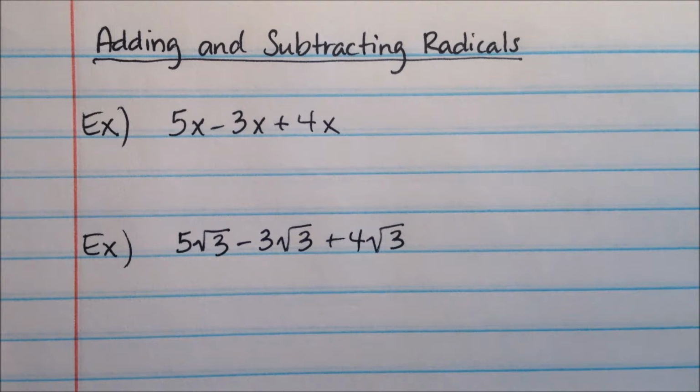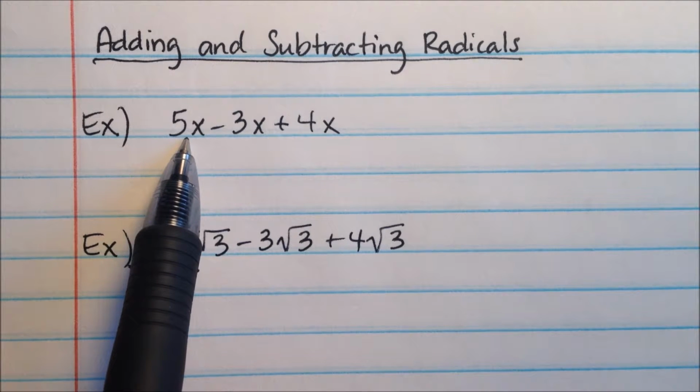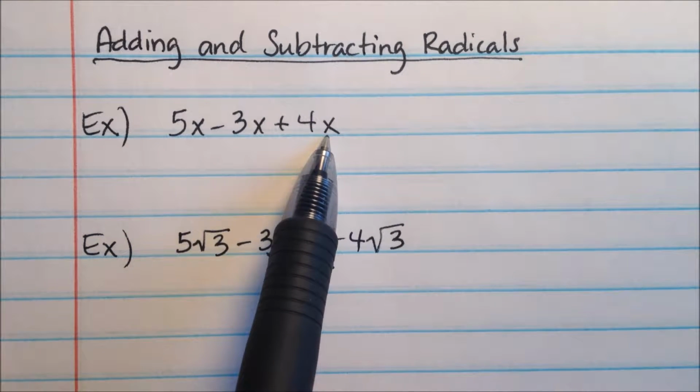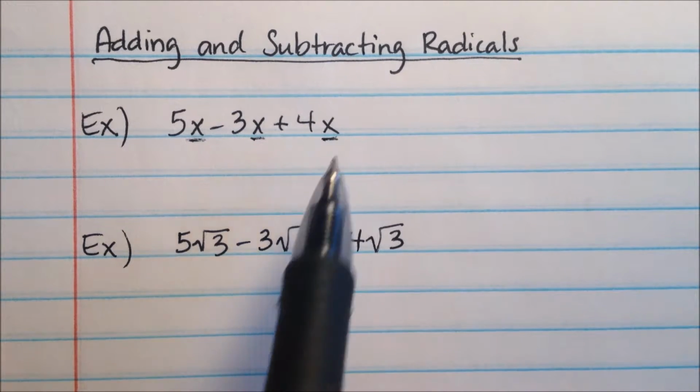In this video, I'm going to discuss adding and subtracting radicals. You're going to quickly notice that adding and subtracting radicals is no different than adding or subtracting like terms, or what we call combining like terms, in algebra. So, in this first example, if we were to have 5x minus 3x plus 4x, we're going to notice that all of these are like terms because they have a single x variable with them.